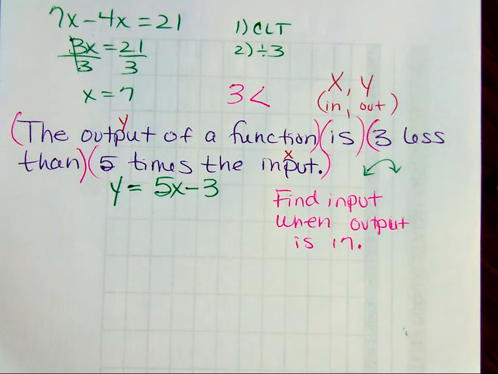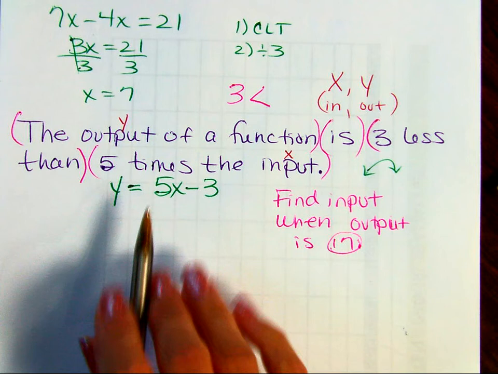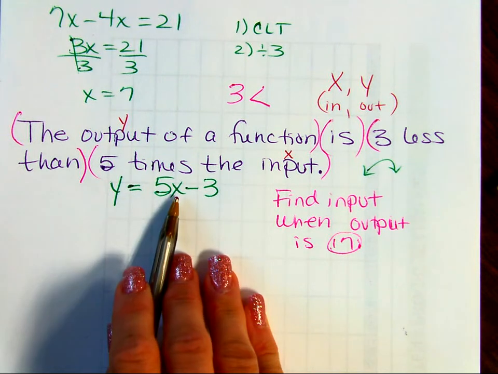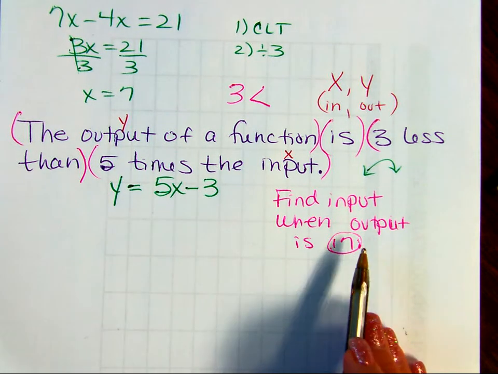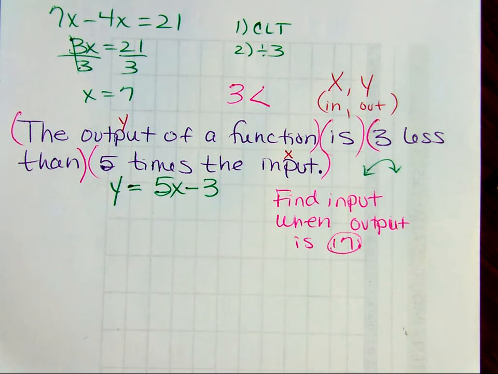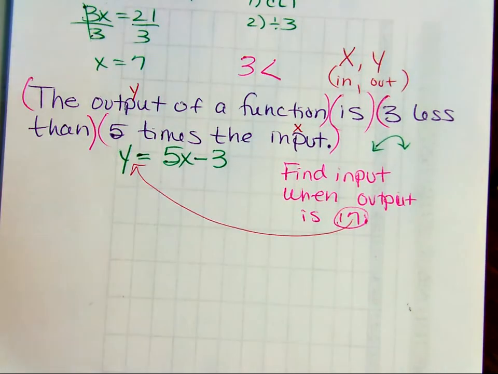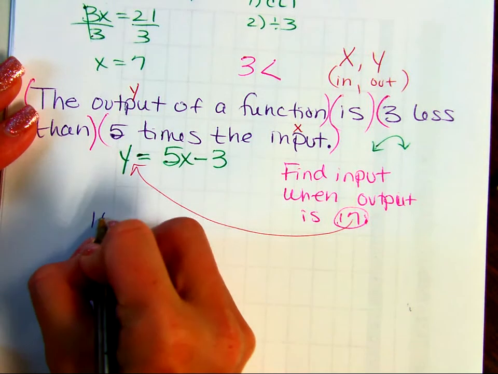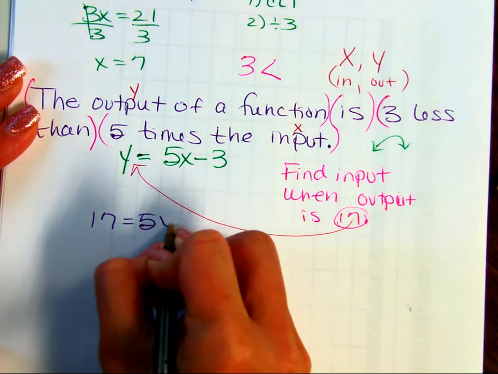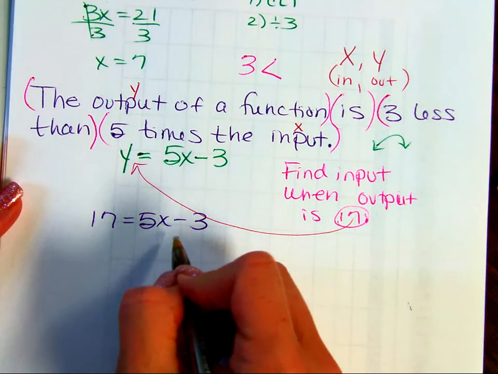So what you need to know to do is, first of all, figure out where 17 goes. Does it go in for x or does it go in for y? Well, what is it? It's the output, which is your y. So let's take this and put it right there. And because this is solving a two-step equation section, I'm just going to have 17 equals 5x minus 3. And then you should be able to do like examples 1 and 2 like we did above.